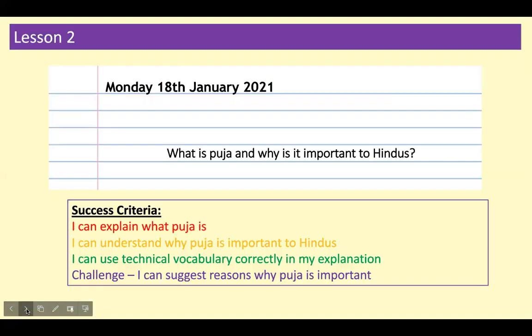So we're going to be thinking about what is puja and why it is important to Hindus today. And to be successful, you'll be able to explain what it is. And the yellow one's a bit tricky to see. I can understand why puja is important to Hindus. I can use technical vocabulary correctly in my explanation, and we'll talk through the vocabulary before we start. And your challenge for today is suggesting reasons why it is important.